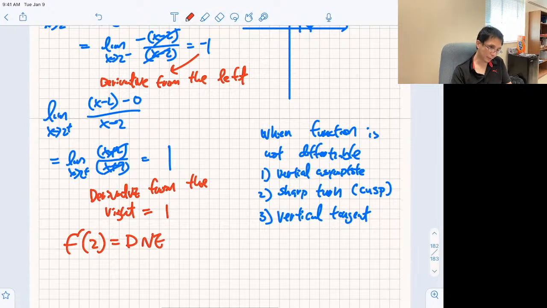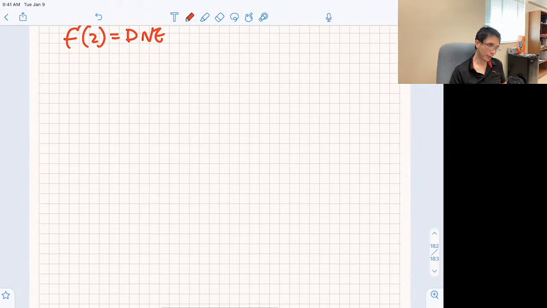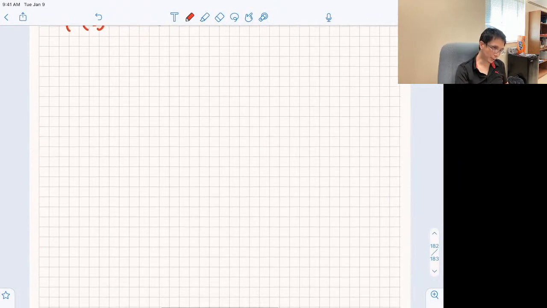Okay, so this is not differentiable, right? Are we okay? But when is it differentiable? What is a requirement to be differentiable? This is also very, very important.